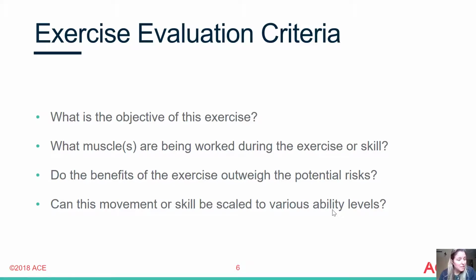And number 4, can this movement or skill be scaled to various ability levels? So who are my participants? Can I offer regressions or progressions of this particular exercise? So when we design our classes, we can look at all these exercises that we're performing and apply these 4 questions to them.